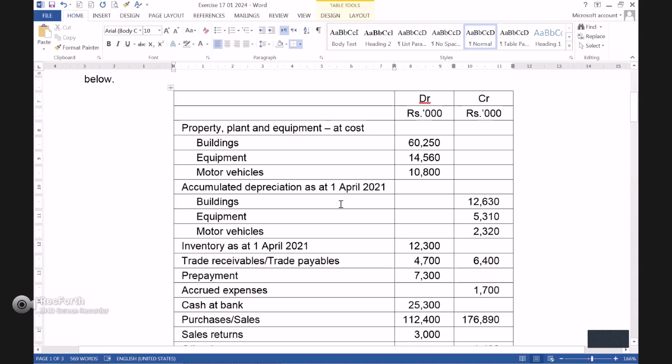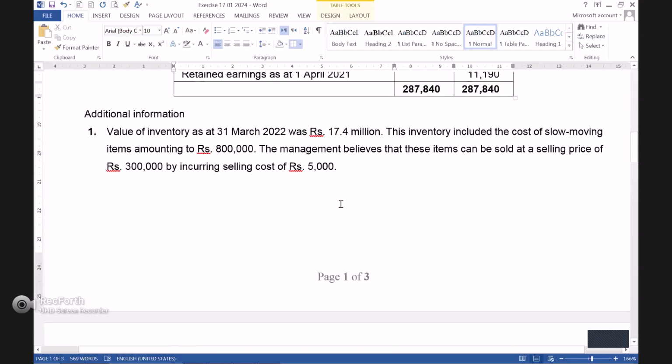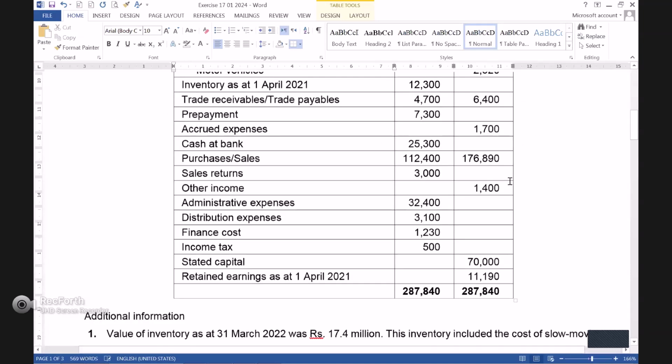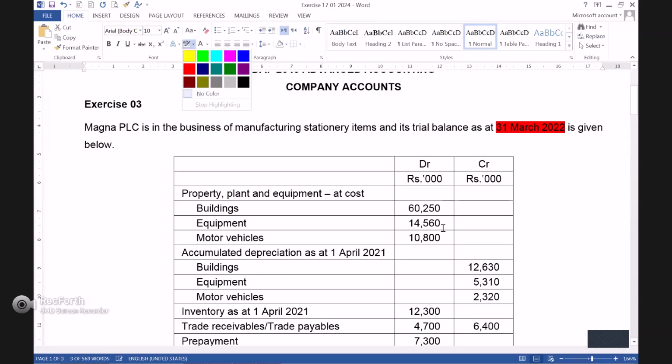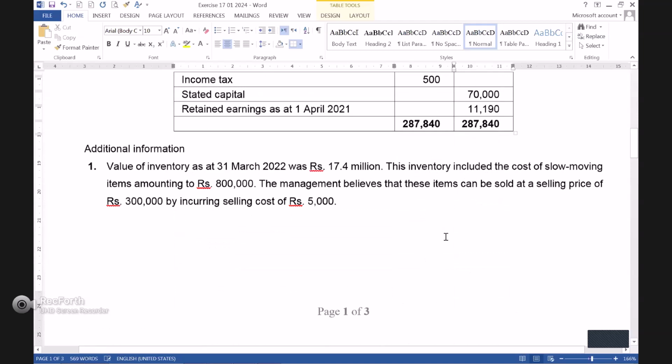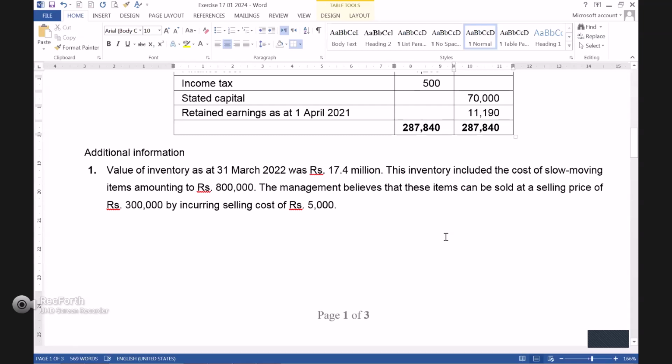The value of the inventory as at 31st March 2022 was rupees 17.4 million. This is the year end. The inventory included the cost of slow moving items amounting to rupees 800,000. The management believes that these items can be sold at a selling price of rupees 300,000 by incurring selling cost of 5,000.